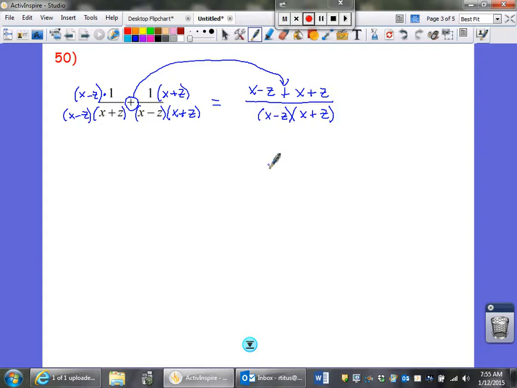Now you have to look and see if there's any like terms that you need to put together. To me, it looks like the z's, you have a minus z and a plus z, they're gone. You have an x plus an x, which is 2x. And that is over the common denominator of x minus z times x plus z. Now, if you multiply these two together down here, it's not going to hurt anything. It might make it look a little smaller, but you do not need to multiply these together, and I recommend that you leave these separated because that is what the book is going to do also. So this is your final answer for number 50.